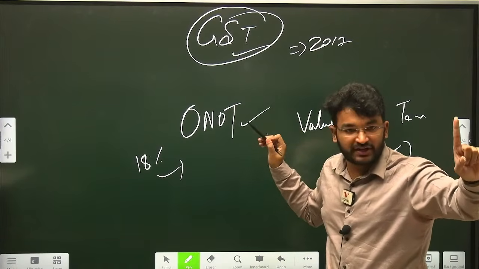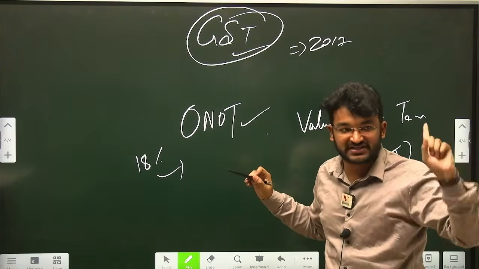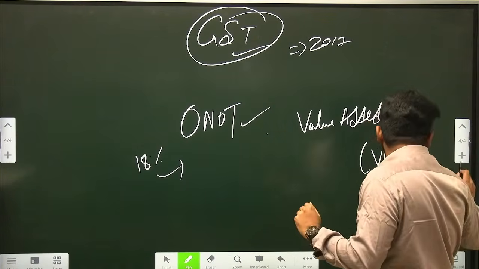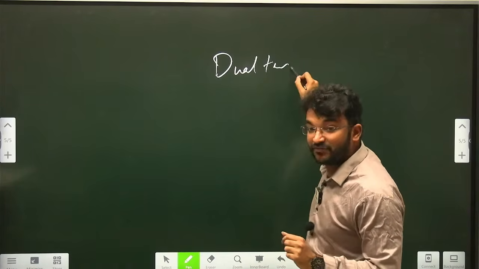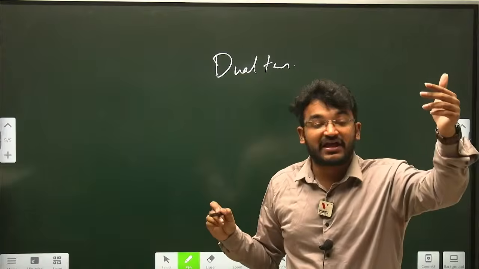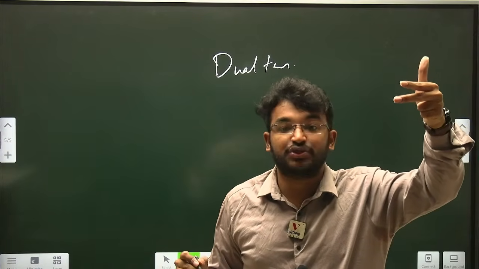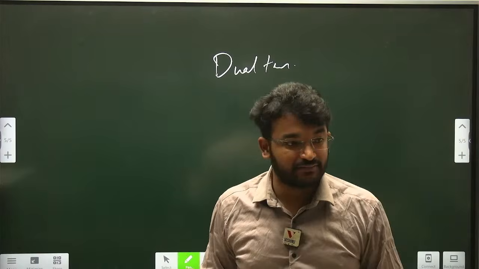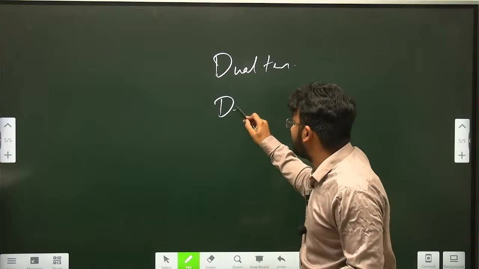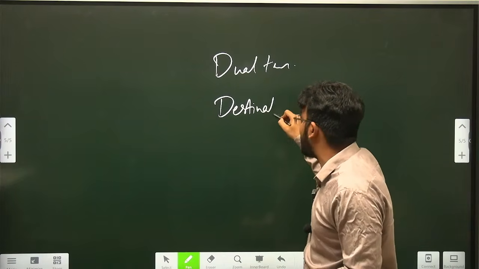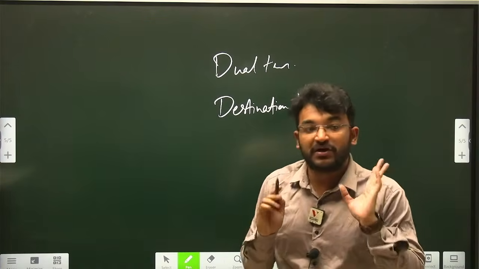You know why we are calling it as one nation, one tax? Because for the entire nation, same rates are applicable. We will be also calling it as dual tax mechanism. Why? The reason is we are collecting the tax and sharing between the center and the states. This is called as dual tax mechanism. And now, this GST is also called as destination based tax. Destination based tax. What is the meaning of this?